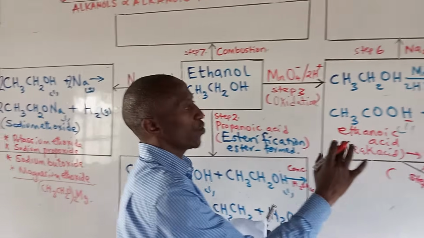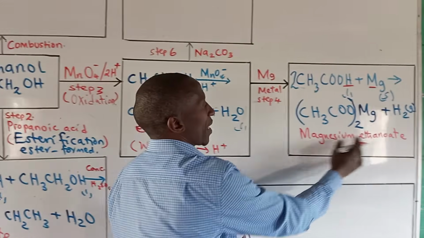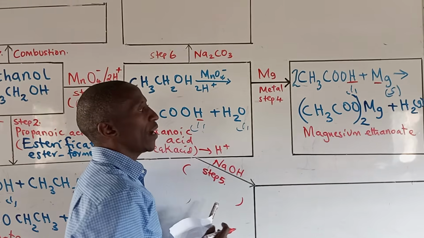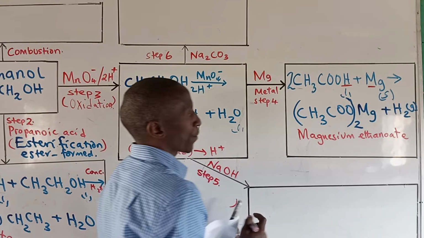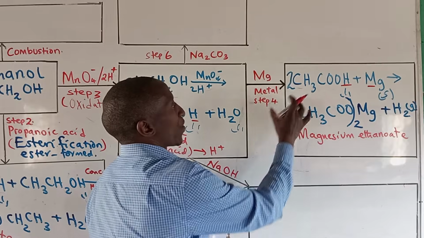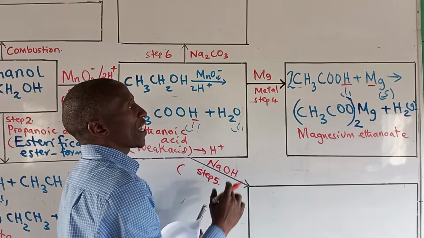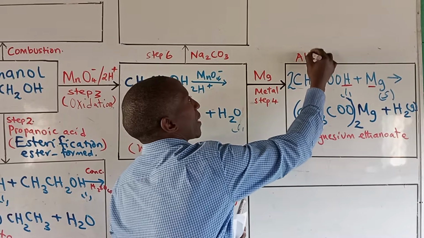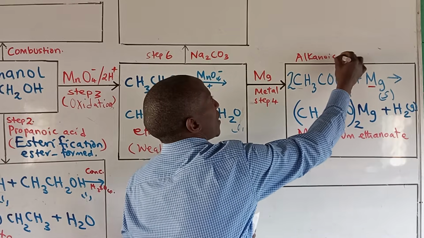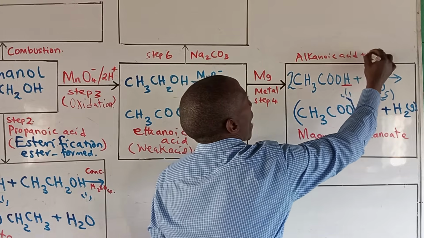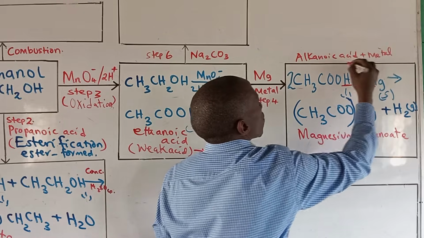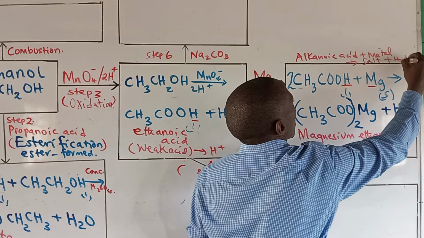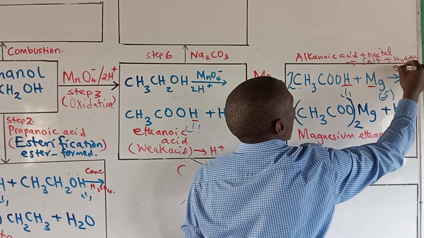Now let's come to this one, magnesium ethanoate. It has the two oxygens there and itself magnesium. Now that is basically the reaction of an alkanoic acid and a metal. We are saying it will form the respective salt and hydrogen gas.